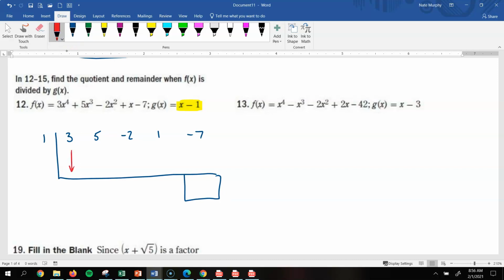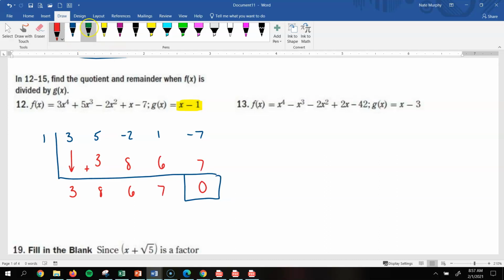Okay, so I'm going to bring down the 3. That's my first step. 1 times 3 is 3. So I'm going to add those together. 5 plus 3 is 8. I'm going to repeat that same process now. 1 times 8 is 8. -2 plus 8 is 6. 1 times 6 is 6. 1 plus 6 is 7. 1 times 7 is 7. -7 plus 7 is 0. So this one would not have a remainder.